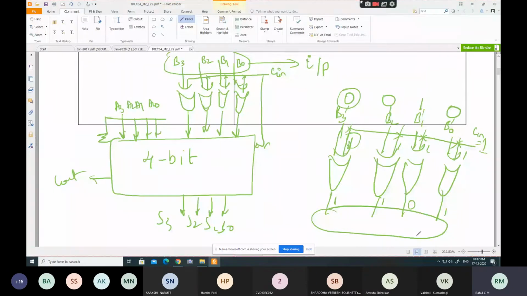What did I get here compared to here? Check. 1's complement. I got a 1's complement here, correct? Yes. I got a 1's complement here just by using 4 XOR gates and making one input of the XOR gates go high. Correct? What if it had been 0?